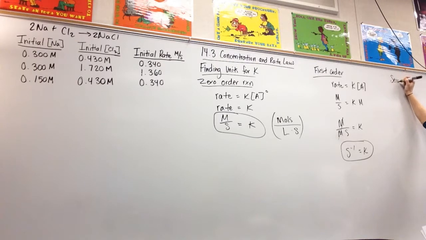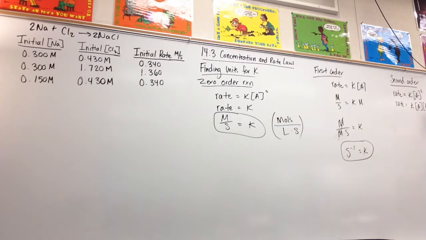Second order. There's a couple ways that you might see a second order rate equation. You might see it like this. Okay, that could be a second order rate equation. Or you could see it like this, where you add up. Did I tell you guys the overall order? Did I skip that part? I think I skipped that part.